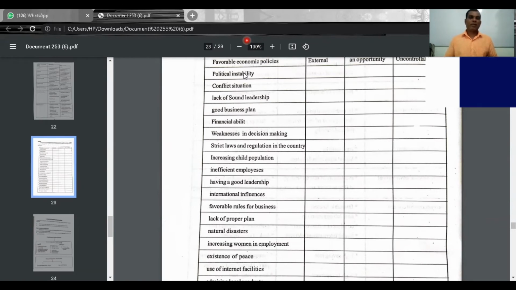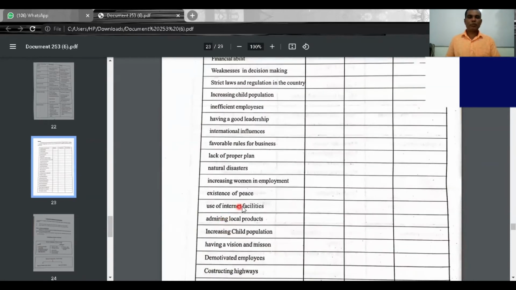So increasing women in employment is external. It cannot be controlled by the business. It is external, and it is an opportunity, and uncontrollable. Existence of peace: same, external, opportunity, uncontrollable.